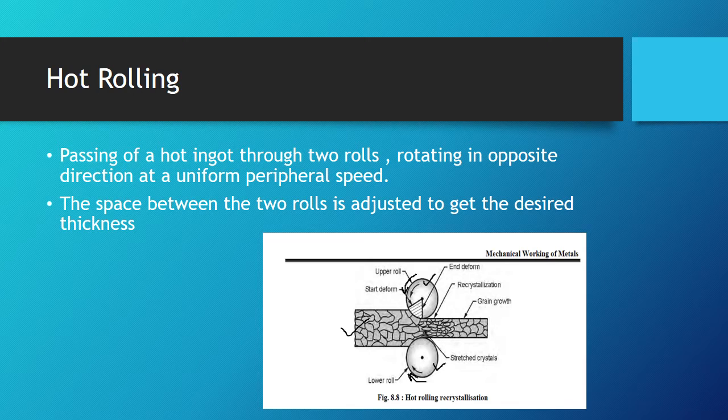So what will happen when the workpiece passes between them? Its thickness will get reduced. So the thickness of the desired product can be adjusted by adjusting the space between the two rolls, and this kind of process will provide a plastic deformation to a material.